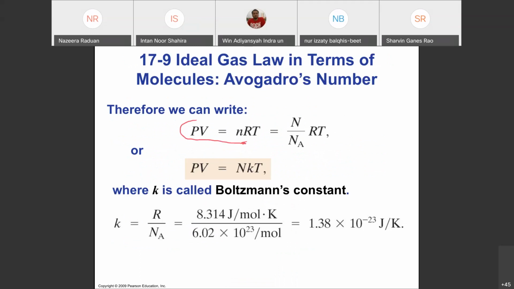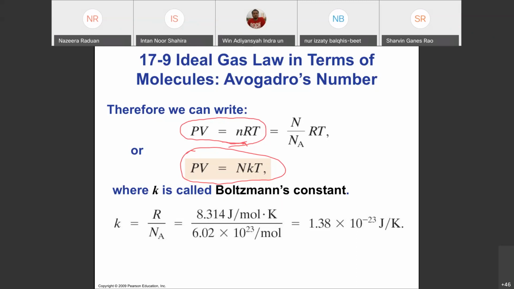Okay, this one is for N is for moles, but this one is for molecules, capital N molecules. If you see the difference there, small n and capital N. The difference: small n is mole, capital N is molecule.